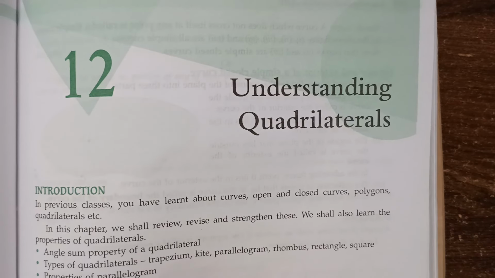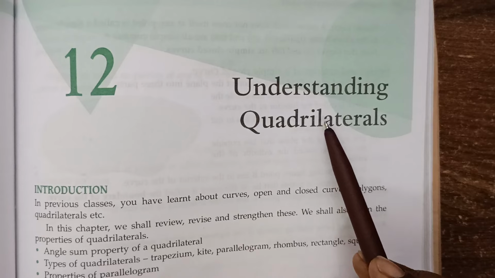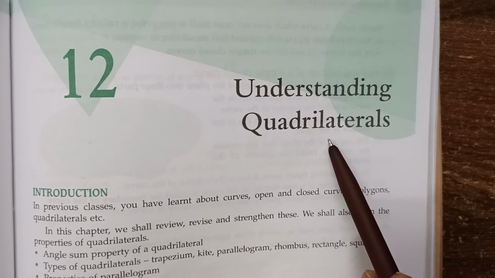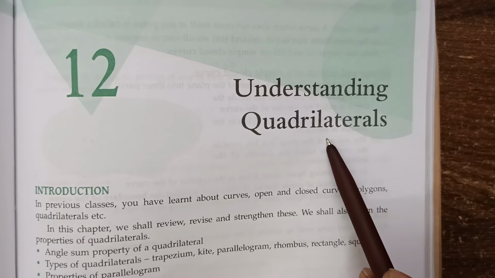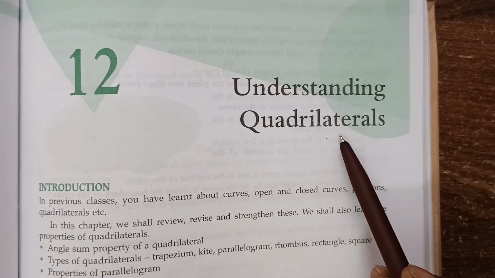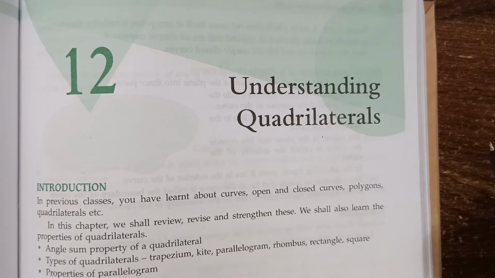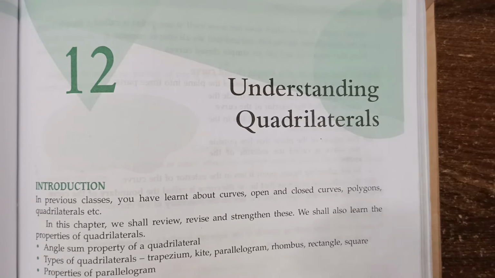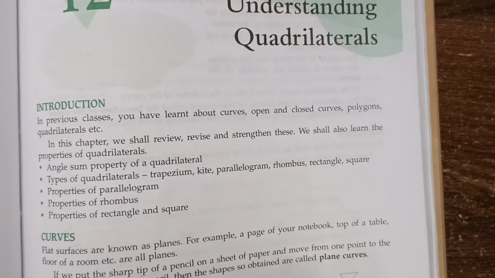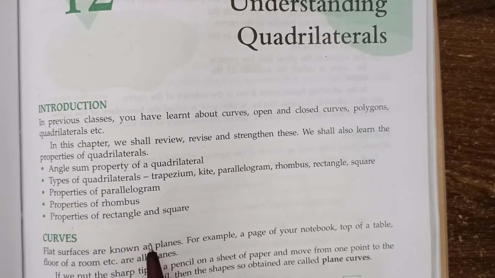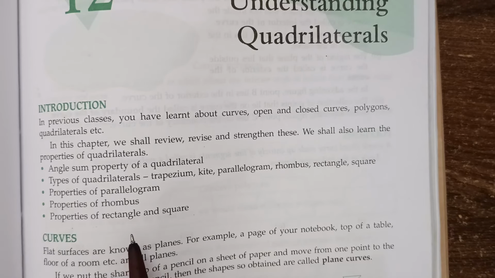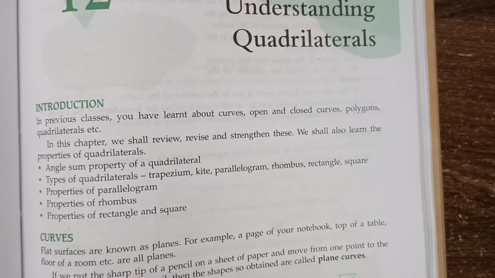Good morning, students. Today we will start with a new chapter, that is chapter 12, Understanding Quadrilaterals. In the previous classes you all have learnt about curves, open and closed curves, polygons, quadrilaterals, etc. In this chapter we will be learning the properties of quadrilaterals like angle sum property of a quadrilateral, types of quadrilaterals, properties of parallelogram, rhombus, rectangle and square.